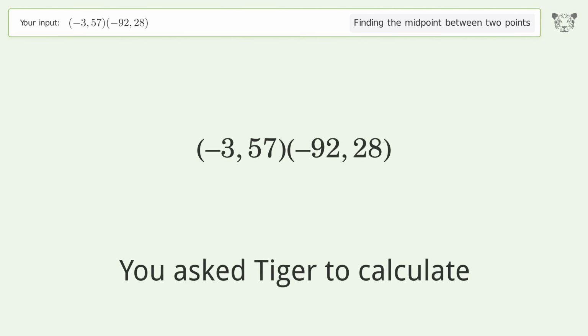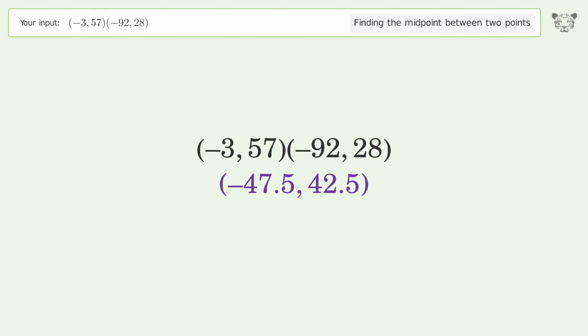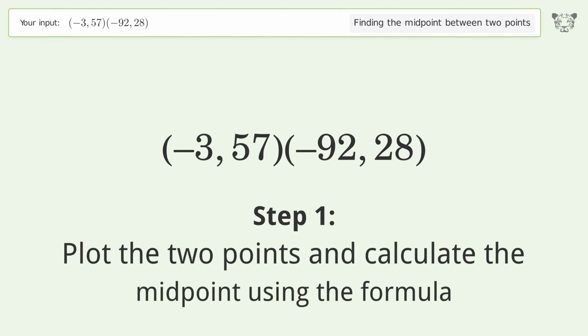You ask Tiger to calculate. This deals with finding the midpoint between 2 points. The midpoint between the 2 points is negative 47.5, 42.5. Let's solve it step by step. Plot the 2 points and calculate the midpoint using the formula.